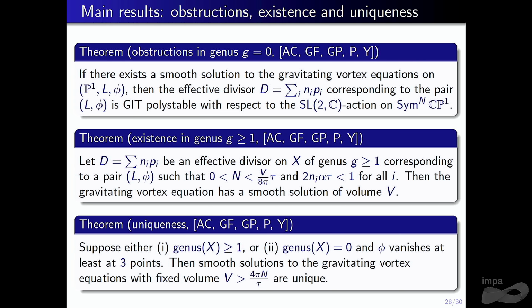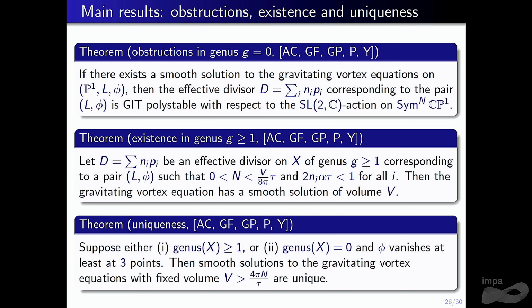We also have uniqueness results, and all these theorems are based on techniques used for the Kähler-Einstein problem, adapted with this new non-local term. Again, if the genus is greater than or equal to 1, or genus 0 and phi vanishes at least at 3 points, so this is a kind of rigid case, then solutions are unique. These are the main results of the paper.